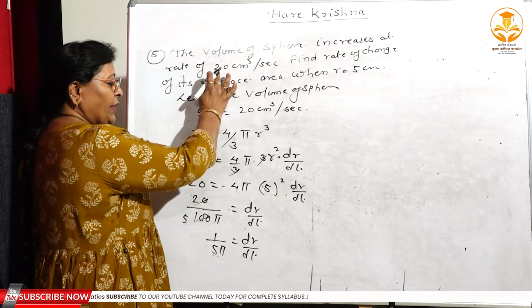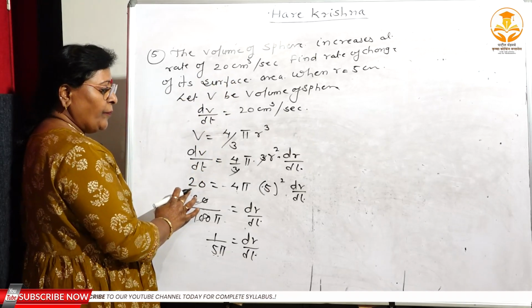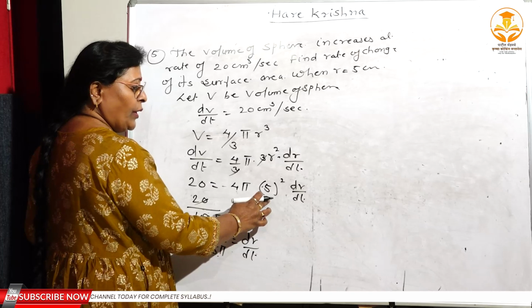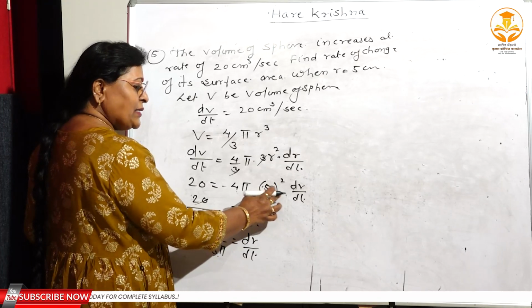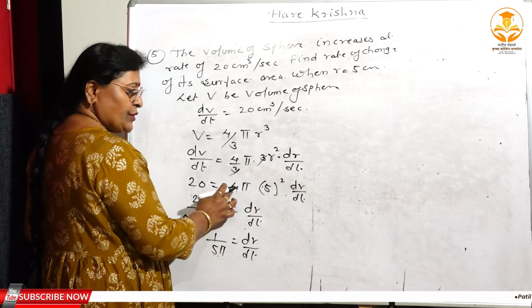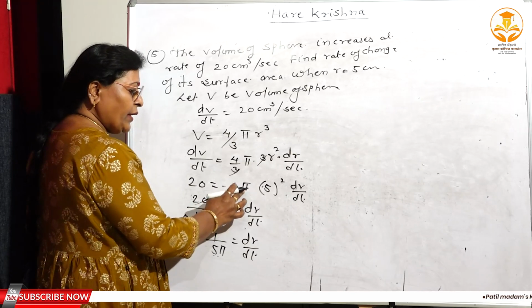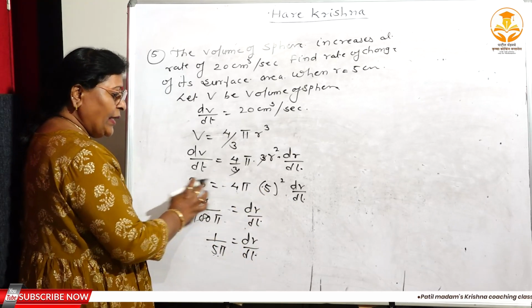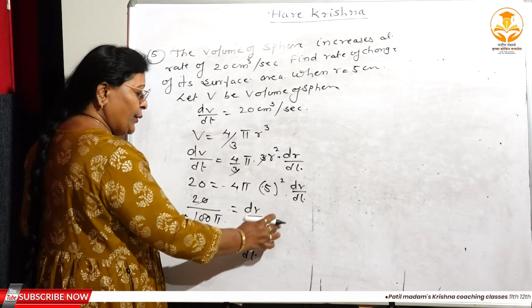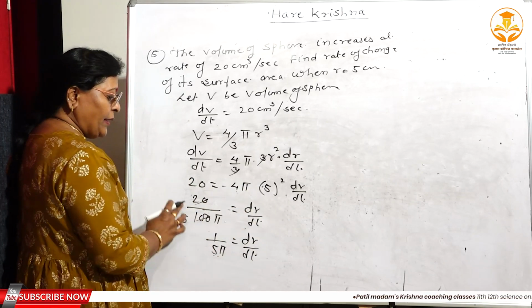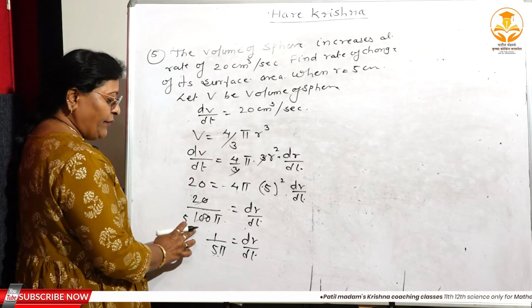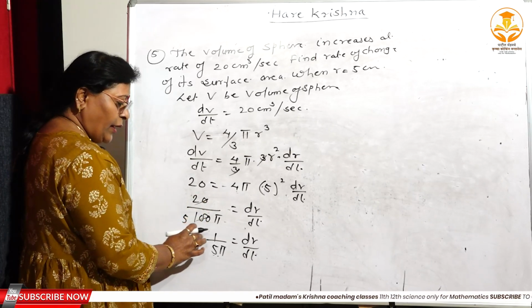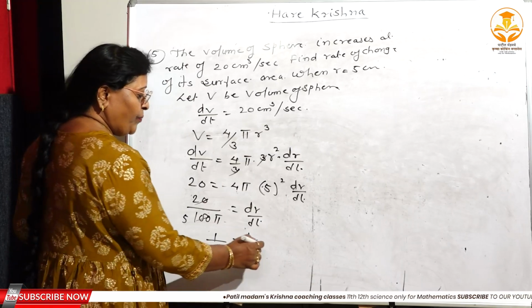They have given dV by dt is equal to 20. Again 4 pi remain as it is, but the radius they have given as 5, means this is 5 square, that is equal to 25. 25 into 4 is nothing but 100. 100 pi into dr by dt. Therefore 20 is equal to 100 pi into dr by dt. Therefore dr by dt is equal to 20 divided by 100 pi, means here 25 is 100. Therefore dr by dt is 1 upon 5 pi.